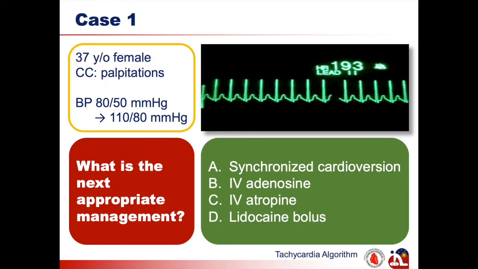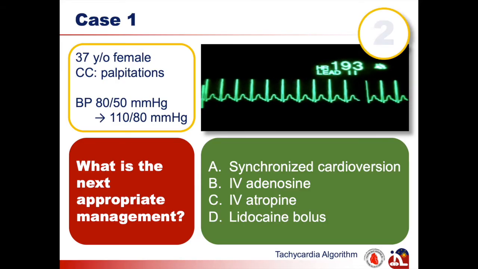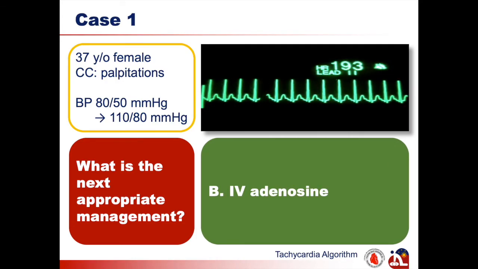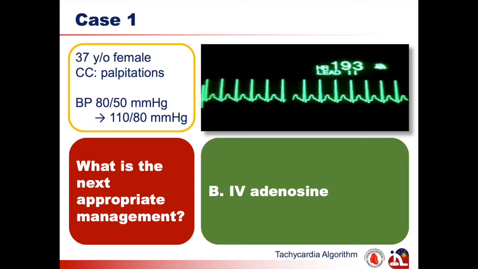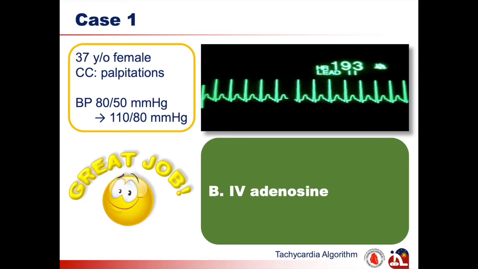Give IV atropine. Or D. Give lidocaine IV bolus. The answer is B. Give IV adenosine. You got it right. Good job. For cases of stable SVT, the first drug of choice is IV adenosine.